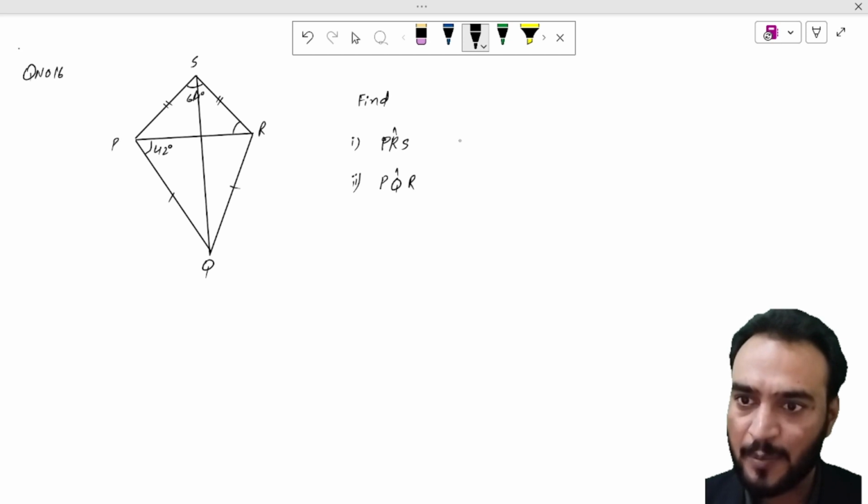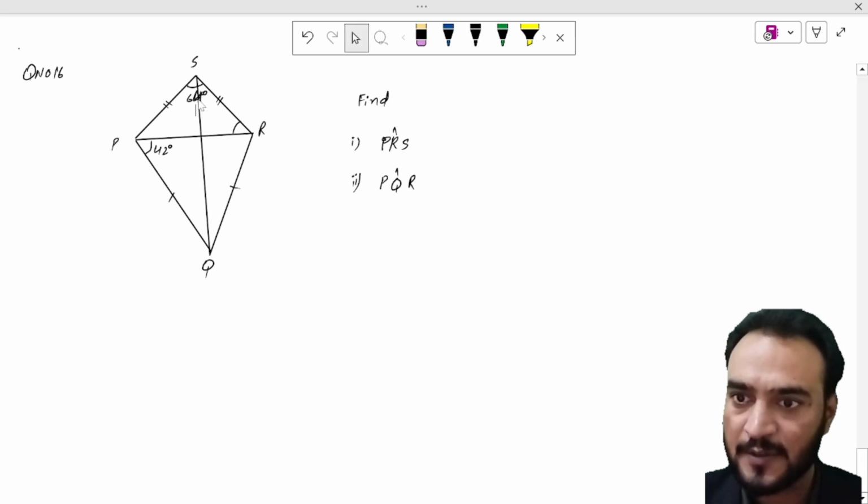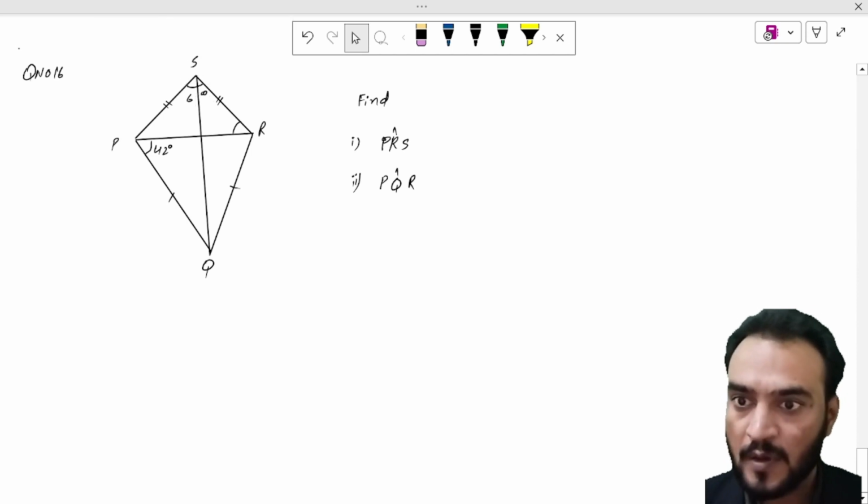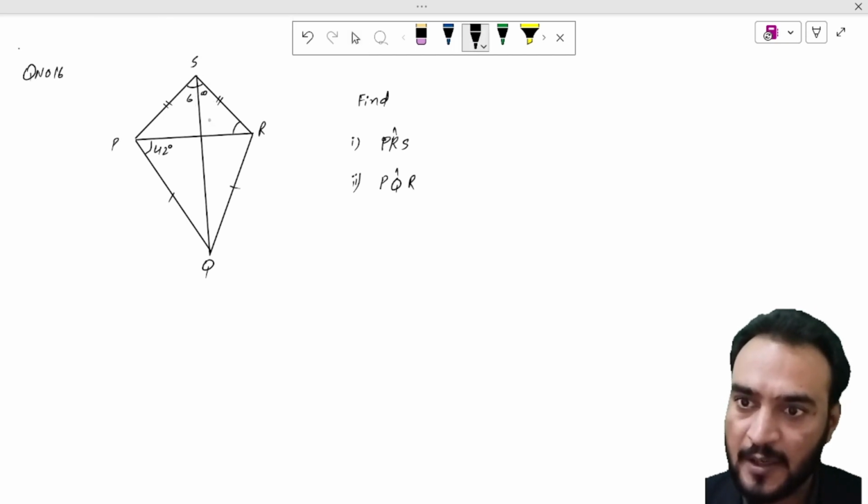This complete angle, PSR, is equal to 64 degrees. Let us highlight it a little. This complete angle is equal to 64 degrees.